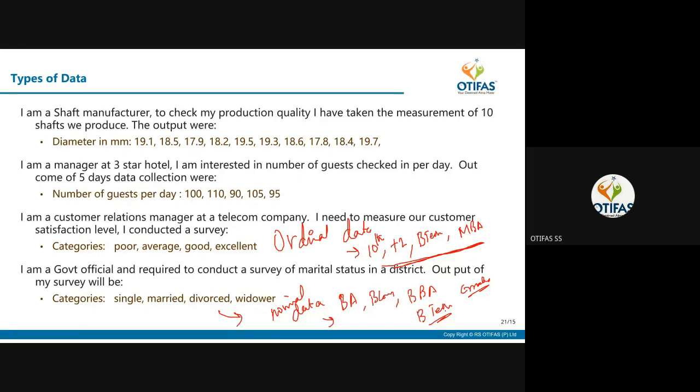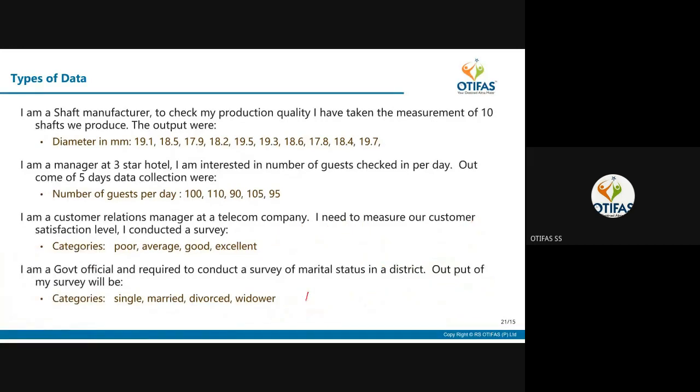You cannot say BTech is better, BCom is lower. Never, isn't it? So wherever there is a meaningful order, that data is known as ordinal data. And wherever there is no meaningful order, it's called nominal data. So we can also call it attribute data. Now, as someone said, you can convert this into discrete.